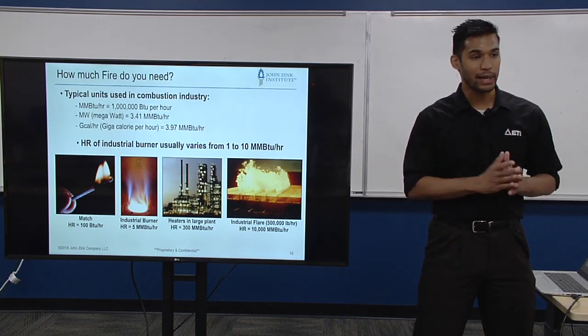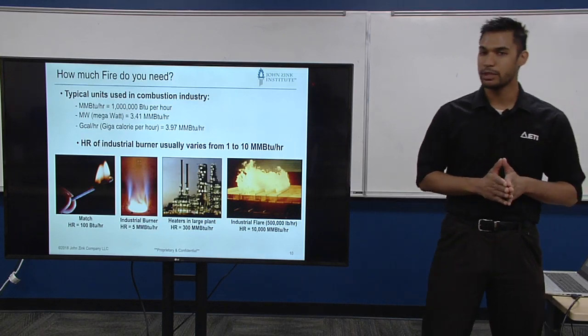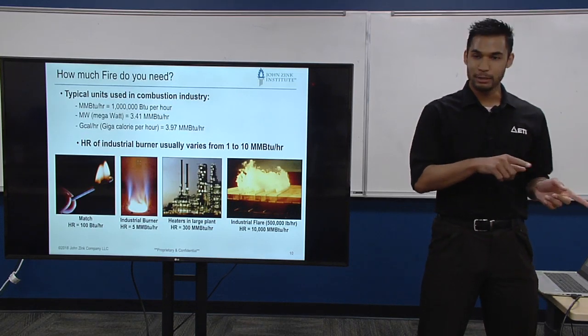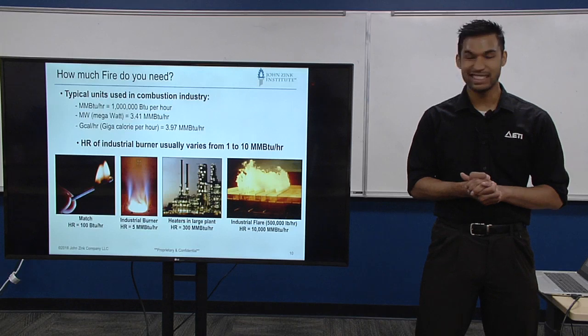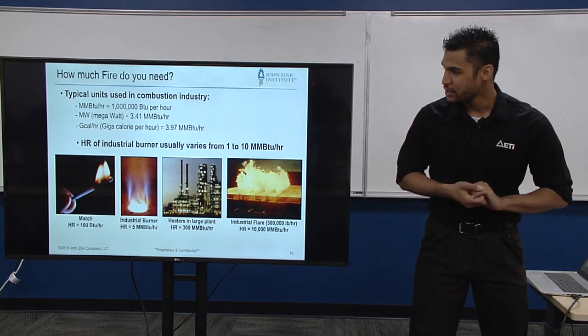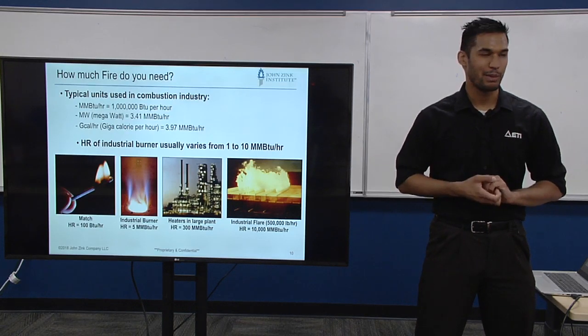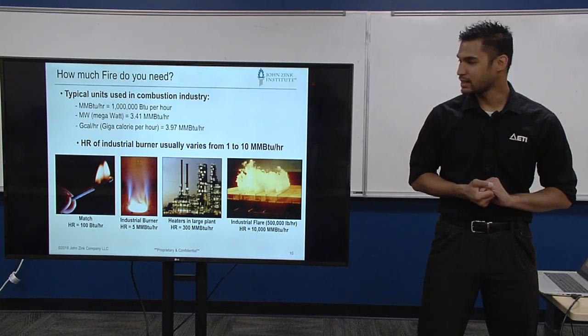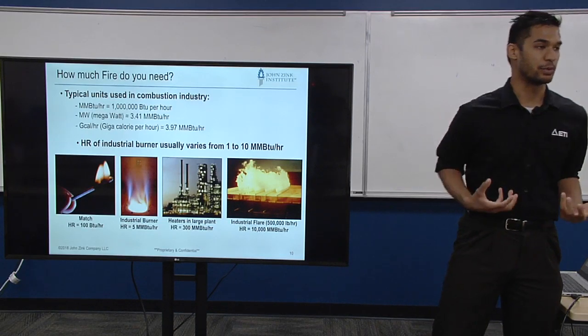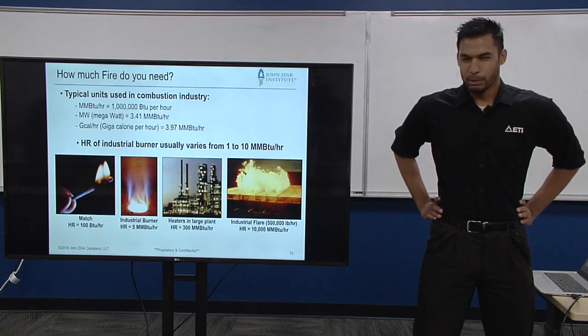There's also the megawatt, which is 3.41 million BTUs an hour. That's what they use in Europe all the time. They also like gigacalories, which are the last unit over there. Slightly different from a megawatt, but you're looking at other ways to represent an energy rate, okay? But what does that mean to us?